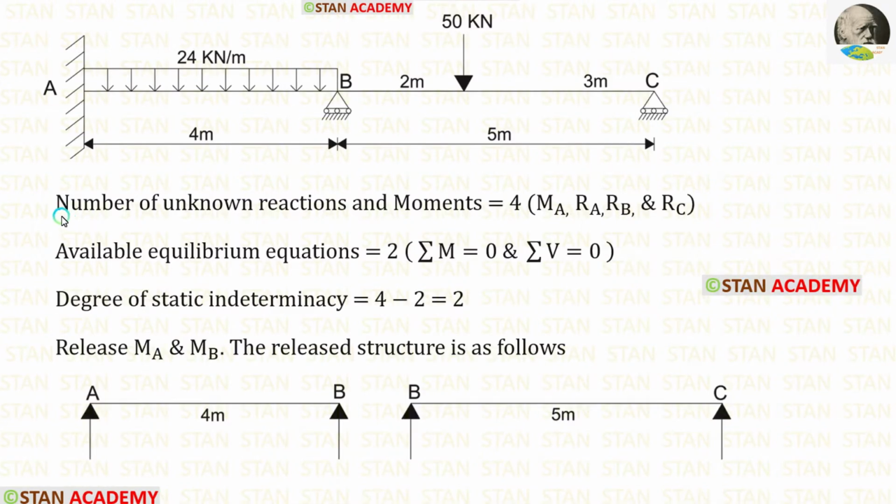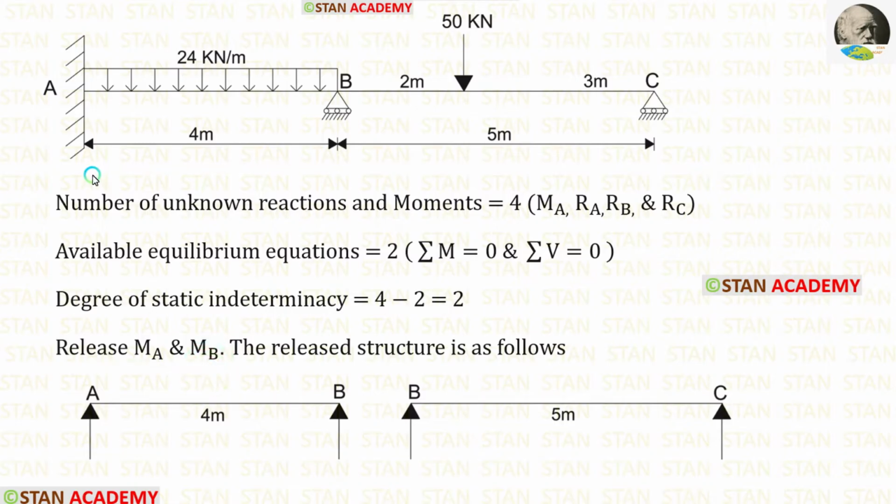In this beam, the number of unknown reactions and moments is 4. They are MA, RA, RB and RC. The available equilibrium equations are 2: summation of moments is equal to 0 and summation of vertical forces is equal to 0. So the degree of static indeterminacy is equal to 4 minus 2. We will get 2. From this beam, let us release MA and MB.